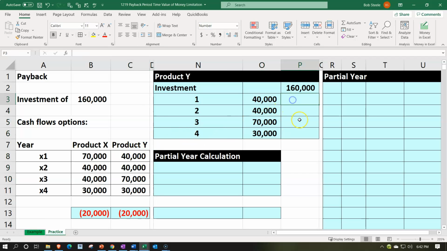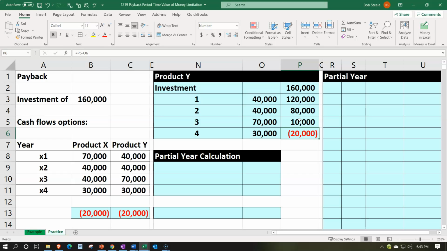Looks good. Let's do our calculation equaling the prior item. This now being the amount that we put in minus what we're going to get paid back in year 1 means we have 120 left not yet paid back. Then if we take that 120 minus what we get paid back in year 2, we get the 80,000 still not paid back. If we take that 80,000 minus the 70,000 paid back in year 3, we're left with 10,000 that still needs to be paid back. And then if we take that 10,000 minus the 30,000, we then see that we have been paid back in year 4.